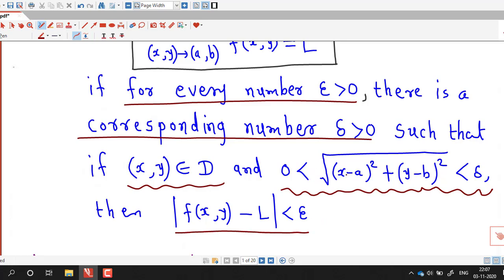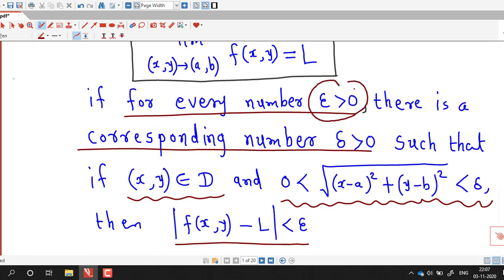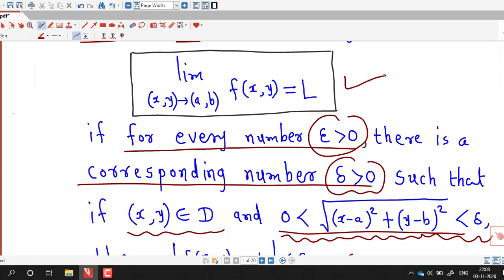So if the distance between (x, y) and (a, b), which is the square root of (x minus a) squared plus (y minus b) squared, is less than delta, then the distance between f(x, y) and L must be less than epsilon. So if for every epsilon positive there exists delta positive such that this distance less than delta implies this distance less than epsilon, then we can say that the limit of f(x, y) is capital L as (x, y) approaches (a, b). So whenever we have the idea that a limit exists, then we have to prove it by the definition of the limit of a function.